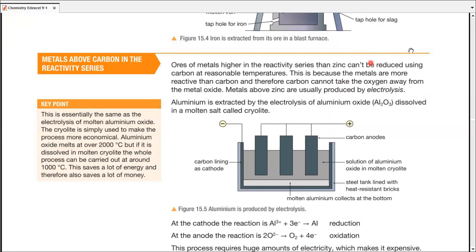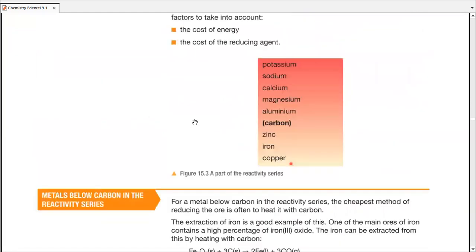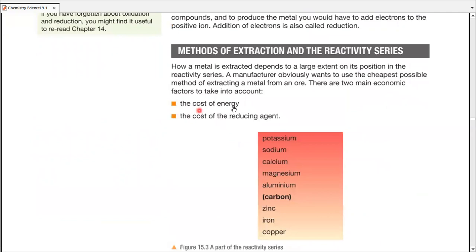That's about it. Now, this gives you a really good idea of two points, the cost of the reducing agent and the cost of energy. A reducing agent is actually giving out the energy because it's burning. Carbon can burn as coke, so it would produce the energy and it would also act as a reducing agent. So, keeping these two in mind, the manufacturer is actually using the cheapest possible way.